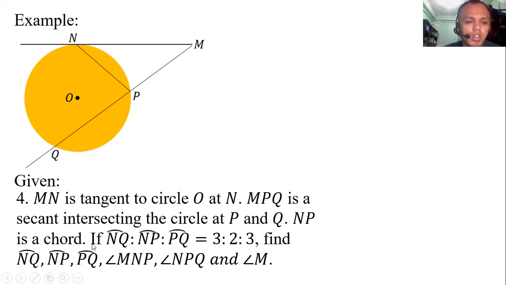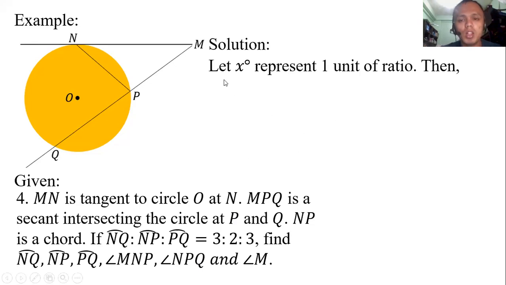Itong NP chord. If the ratio of these three arcs NQ to NP to PQ is 3 is to 2 is to 3, find the measure of arc NQ, NP, PQ, measure of angle MNP, measure of angle NPQ, and measure of angle M. So ito ang mga hanapin natin. Now, pumapasok tayo sa ratio and proportions. We will represent x as the one unit of ratio, kasi gagamit tayo ng variable here class kasi unknown pa yung mga NQ, NP, tsaka PQ.